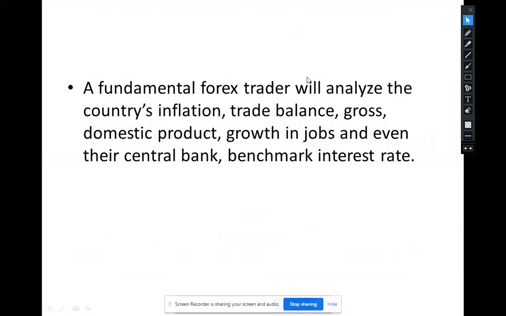A fundamental forex trader will analyze the country inflation.